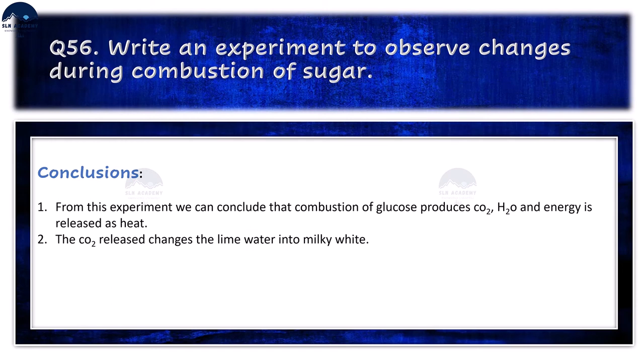Conclusion. From this experiment, we can conclude that combustion of glucose produces CO2, H2O, and energy is released as heat. The CO2 released changes the lime water into milky white.